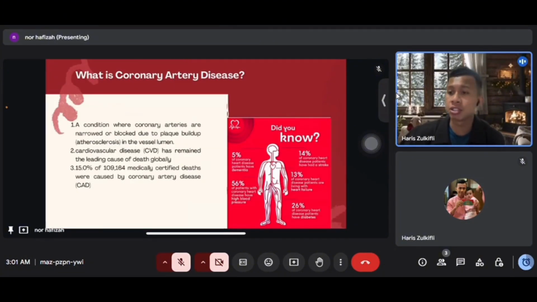What is coronary artery disease? A condition where the coronary arteries narrow or block due to plaque buildup. In medical terms, we call it atherosclerosis in the vessel lumen. Cardiovascular disease, also known as coronary artery disease, has remained the leading cause of death globally. In 15% of 109,164 medically certified deaths were caused by coronary artery disease.